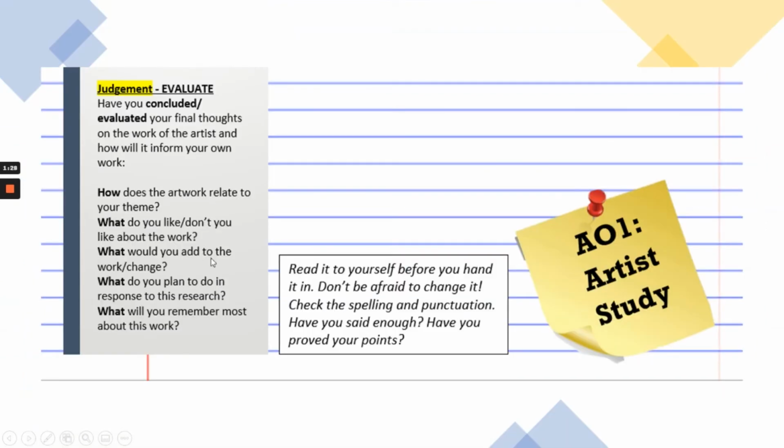And finally, you need to evaluate what you've looked at. So how it relates to your theme, that is one of the most important parts of this study. What you like about it, don't like. If you were to recreate that work, what would you change? And again, really importantly, what do you plan to do in response to this research? So what is it about this artist that's connected to your theme that you will take forward into your own final piece that you design? And lastly, what will you remember?